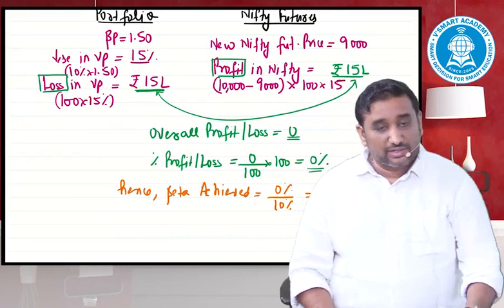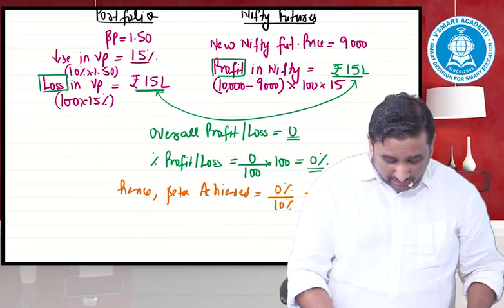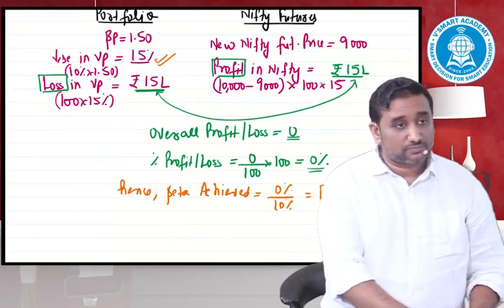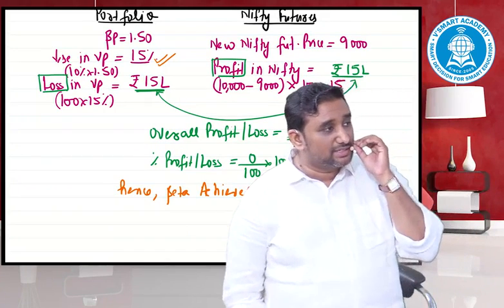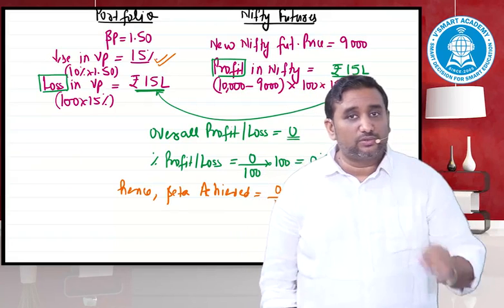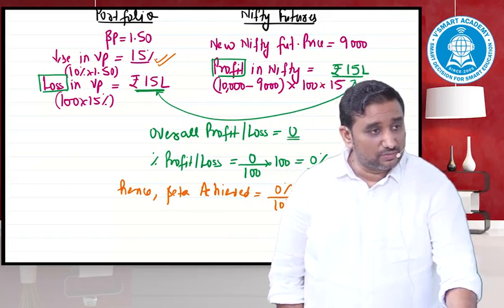If I would not have taken the Nifty position, I could clearly make out my loss came out what? 15 lakh. By creating such a position, I have been able to reduce my effect to what? 0.